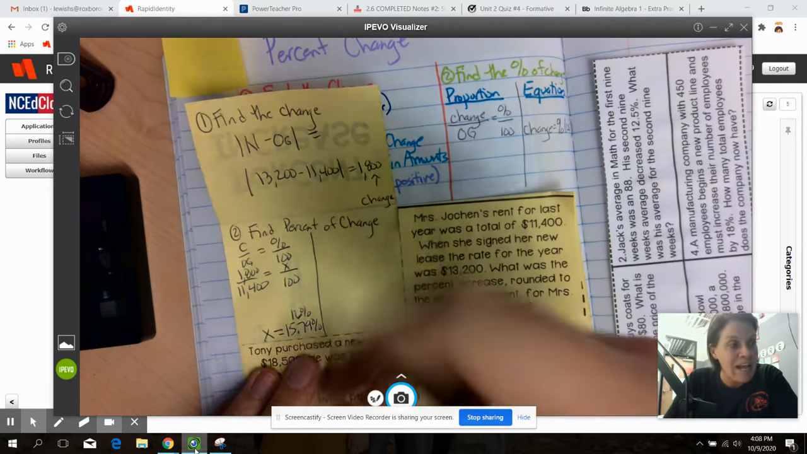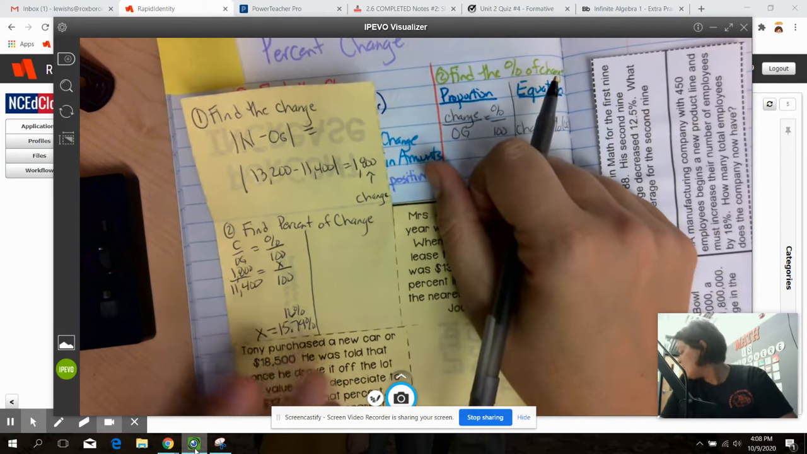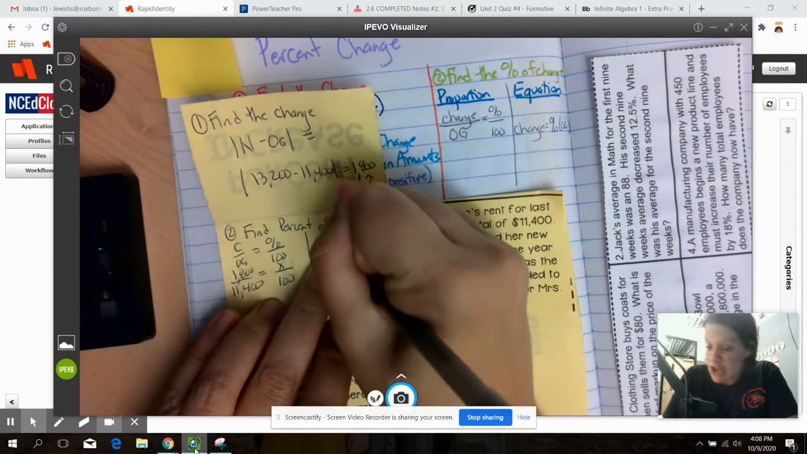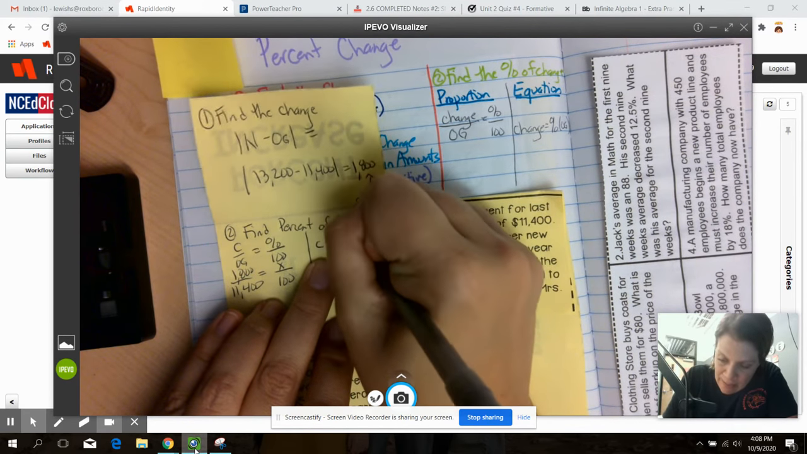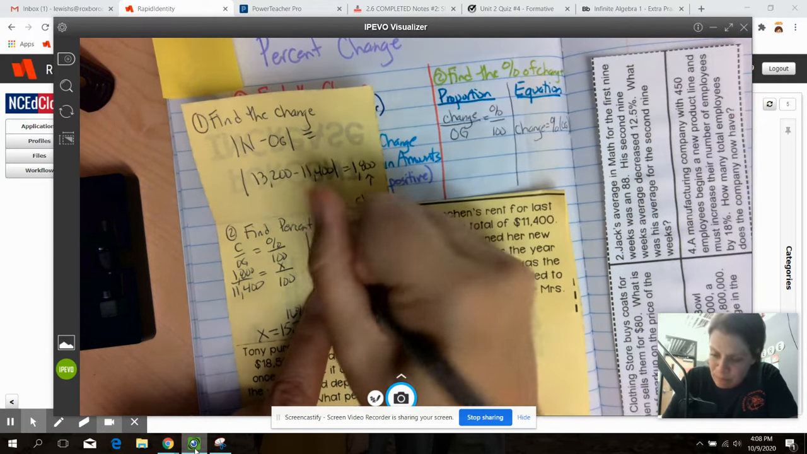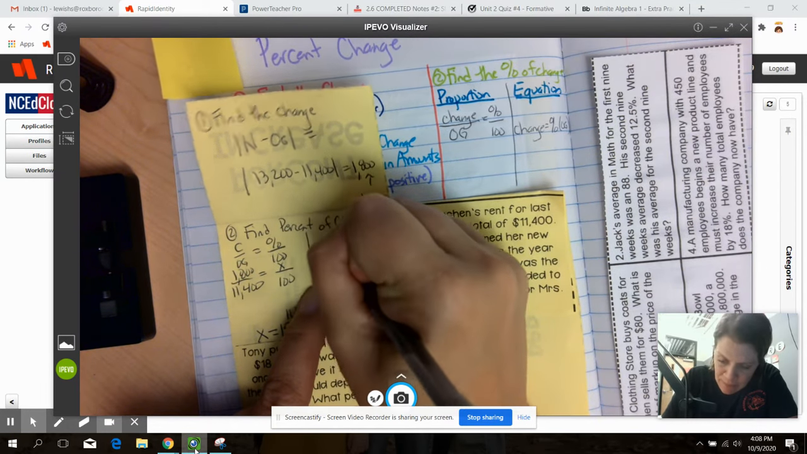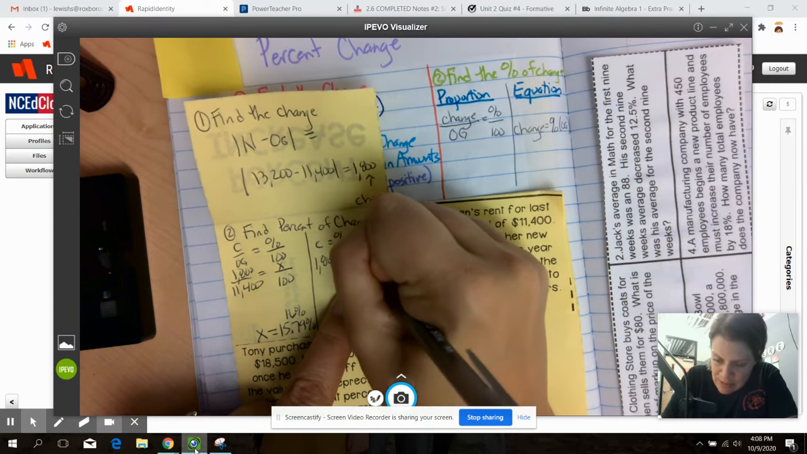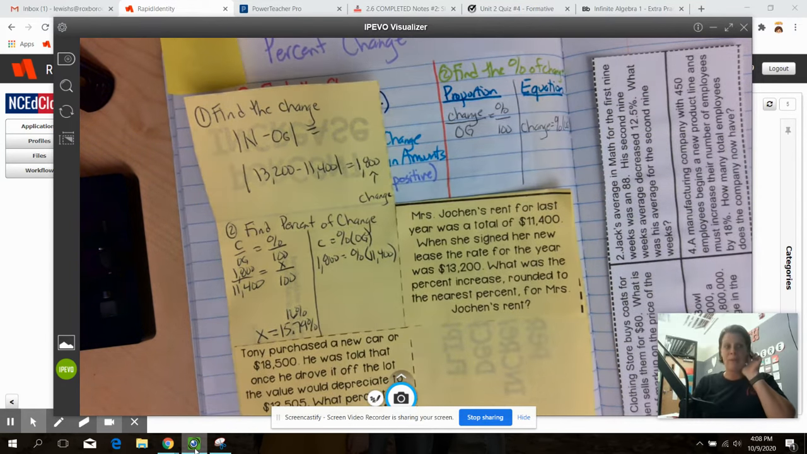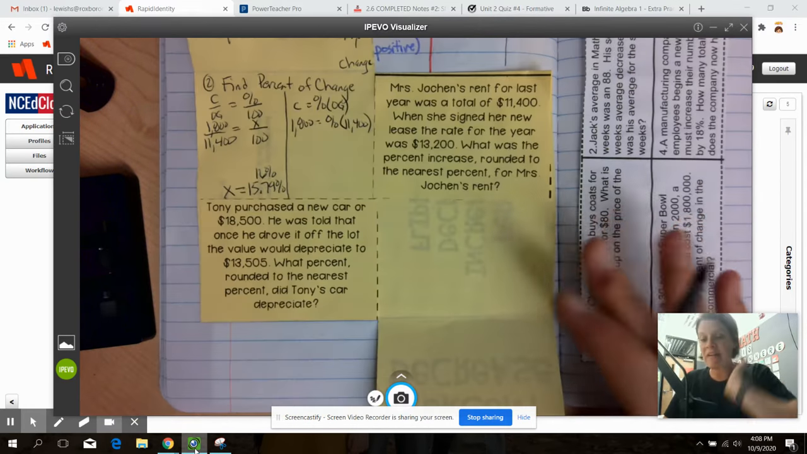So if you cross multiply, this is what you would get. Then we can set it up. I'm not going to go through it, but change equals percent times OG. If you set it up as an equation, you should set it up this way. It should be that 1,800 equals percent times 11,400. And you would solve it that way. Okay? Now we're going to go down here.